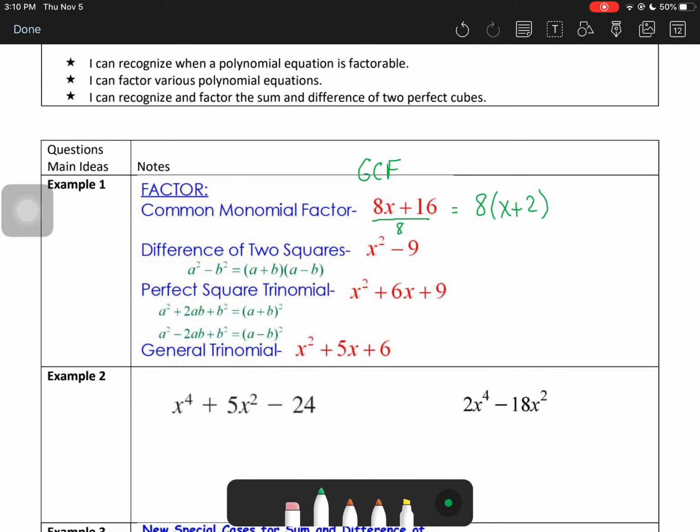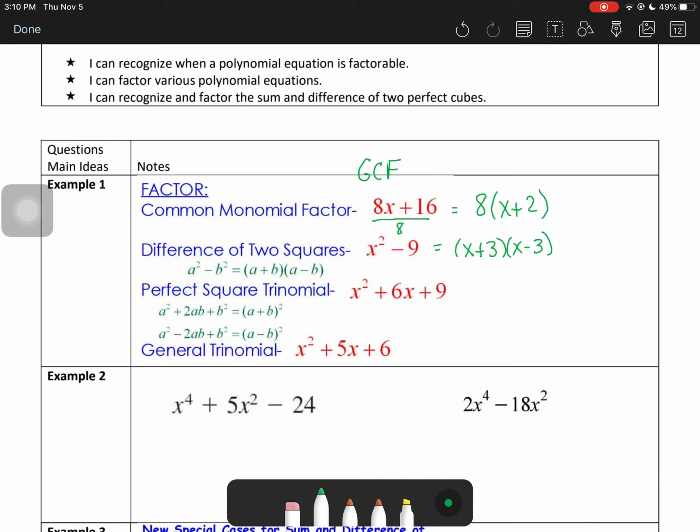The second thing we looked for was special patterns. In this case, we had the difference of squares because the x squared and the 9 are both perfect squares, and there's a minus. So that factors to x plus 3 and x minus 3.